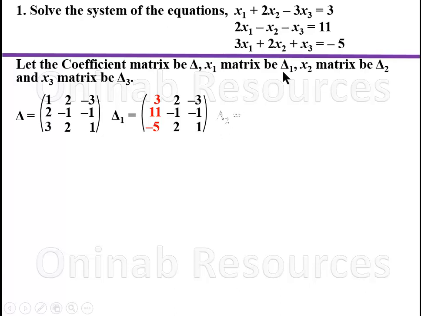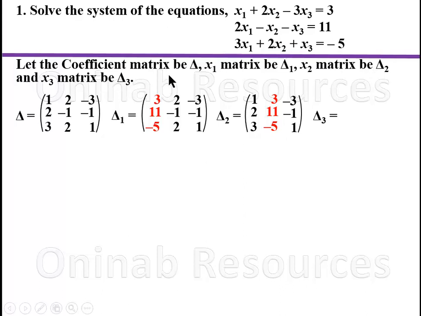In the same way, to get the x2 matrix, we remove column 2, since column 2 is a collection of coefficients of x2. We remove column 2 and replace it with the constant column. So in that case, we still maintain column 1. So we replace column 2 with 3, 11, and negative 5, and we still maintain column 3. So we are done with generating the elements of delta 2, which represents the x2 matrix.